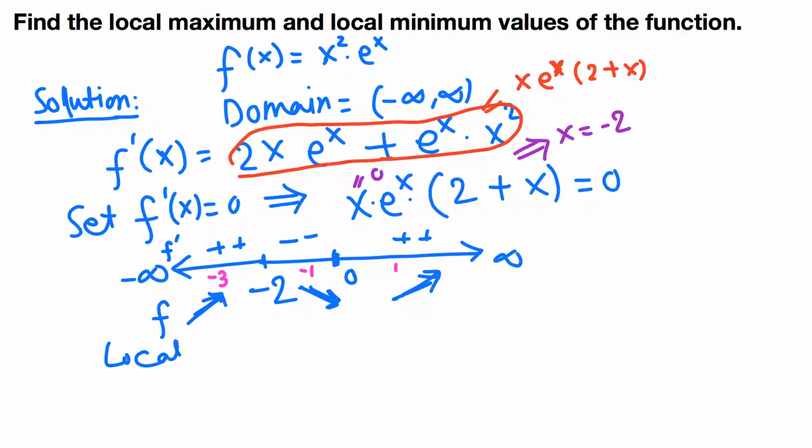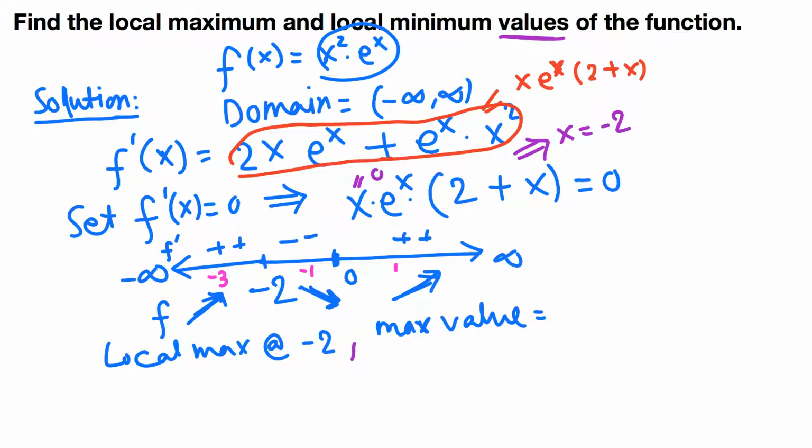So local max at negative 2. And if you want to find the values, because the question wants you to find the values, this is the location of the local maximum, and the local max value means we need to plug this into the original function, x squared times e^x. So negative 2 squared is positive 4, e raised to negative 2, which is a decimal number. We don't have to go for decimals, just leave it there.